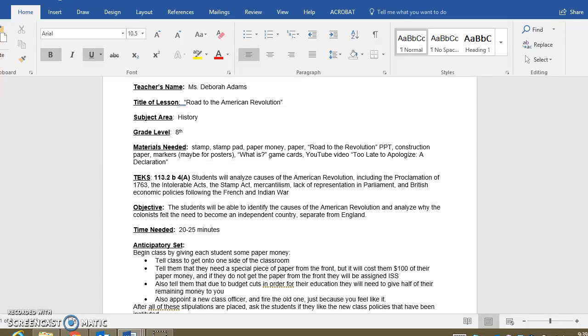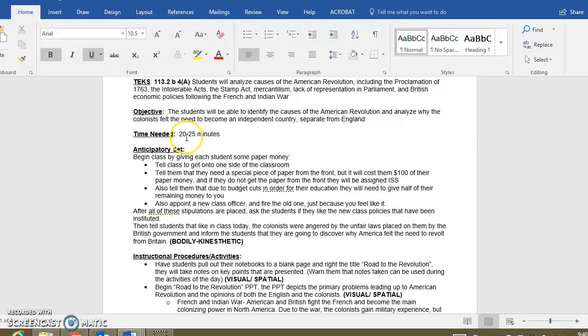You're going to see all the same exact information that is on that sheet that I will have you fill out today. You can also see how a TEK is written on here. Right below the TEK is the objective: The students will be able to identify the causes of the American Revolution and analyze why the colonists felt the need to become an independent country separate of England. By the end of the lesson, she wanted to make sure the students understood the causes of the American Revolution, okay? And for this particular lesson, she wanted 20 to 25 minutes. That's how much time she needed.